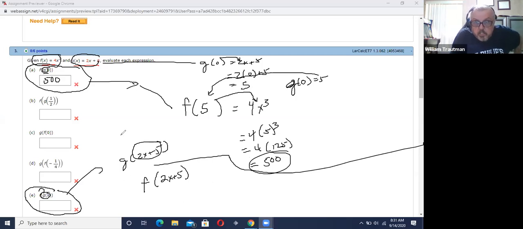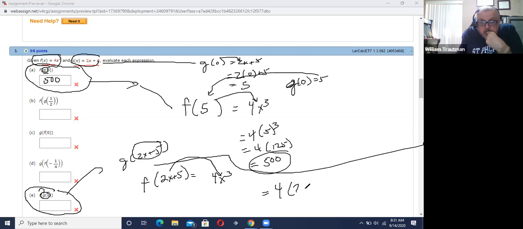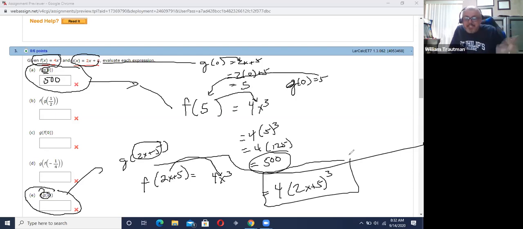Okay, so let's see what we have here. We're plugging 2x plus 5 into 4x^3. So the 2x plus 5 goes into the x here. 4 times (2x plus 5) to the third. And don't multiply it out. That's the answer. For this problem, you don't have to FOIL it through a couple of times or whatever. Just leave it as it is. That would be the answer.